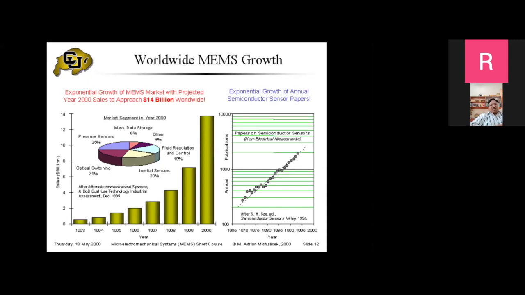So then you also see on the right-hand side the academic work. A lot of papers have been published in the area of semiconductor sensors and MEMS in the last century. So that is also almost exponential growth because the graph is logarithmic. So you'll see a lot of papers have been published in the area of MEMS and MOEMS. Okay, one more slide, please.